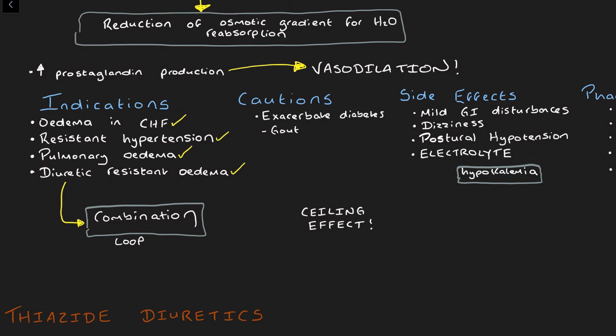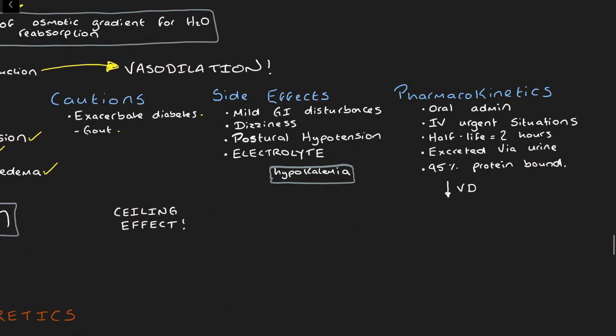Some of the cautions: they can exacerbate diabetes and gout. Some of the side effects include mild gastrointestinal disturbances, dizziness, postural hypotension, and electrolyte disturbances. With electrolyte disturbances, this is really important as they can cause hypokalemia, which could increase the toxicity of certain drugs such as digoxin, which would need monitoring.